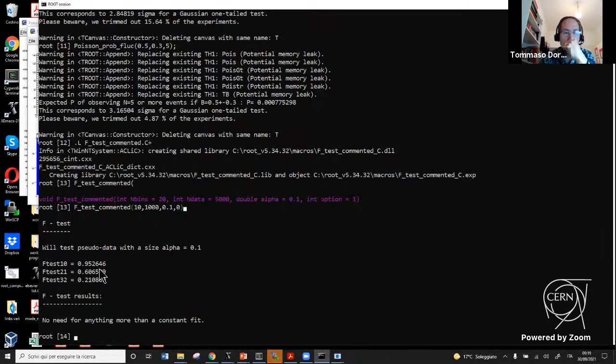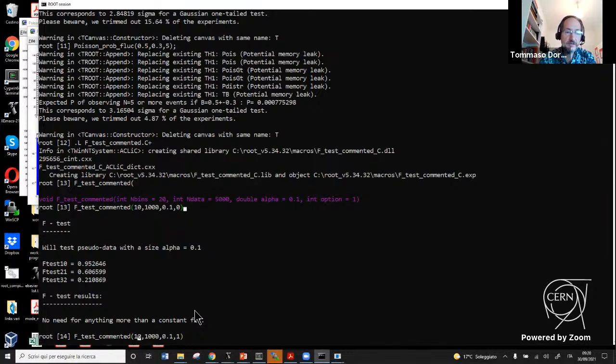And the output here is that the test gives you very large F values, and it says no need for anything more than a constant fit. So the F-test has actually allowed us to do model selection correctly. We generated data from a constant, and we got that the constant fit is the right thing.